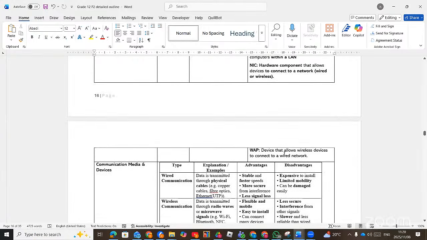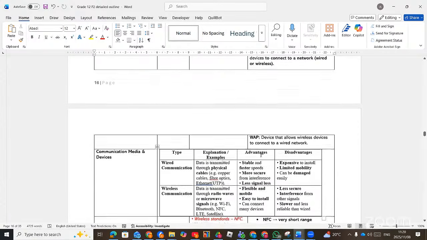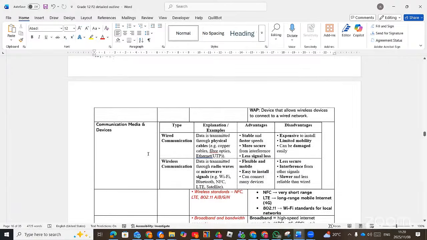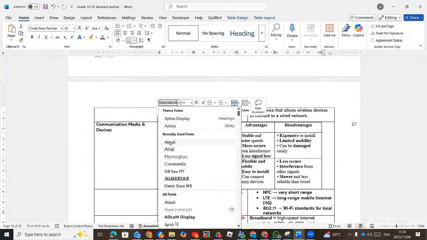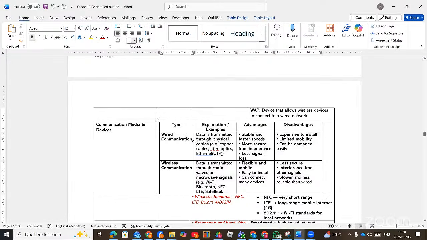And then we have the wireless access point, which is a device that allows wireless devices to connect to a network. So they make sure that you are able to connect to a wireless network, and then we call it a wireless access point. Then the communication medium, like this one here, we have the wired and the wireless communication medium.